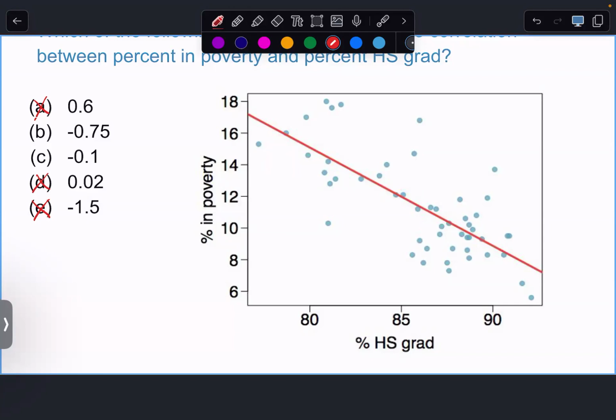Even if in your gut -0.75 feels high, just looking at this relationship, it's the most likely correlation. Because a -0.1, we already said, well, I can see a pattern. And because I see a pattern, it has to be the -0.75.